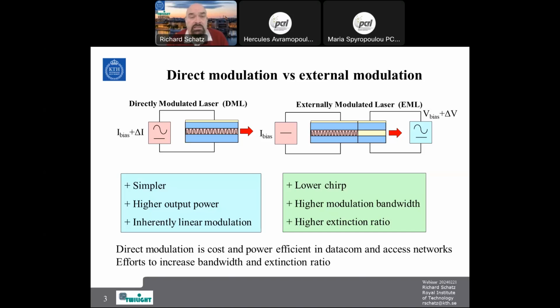So in a directly modulated laser, maybe you can have the one symbols that are 4 times brighter than the zero symbols, whereas in the externally modulated laser, it can be more than 10 times, even 20 times brighter ones than zeros. This means that directly modulated lasers are mainly used in datacom and short distance networks, because otherwise the chirp will become a problem. And of course, there are efforts to increase the bandwidth and extinction ratio of DMLs to compete with the EMLs.